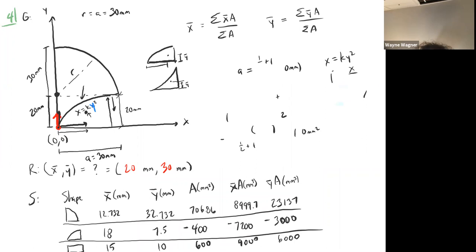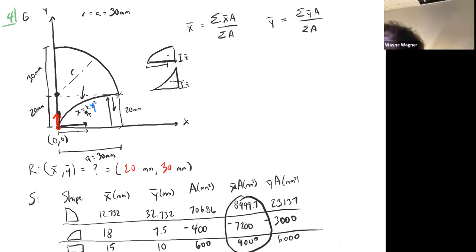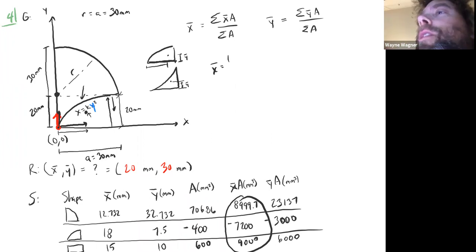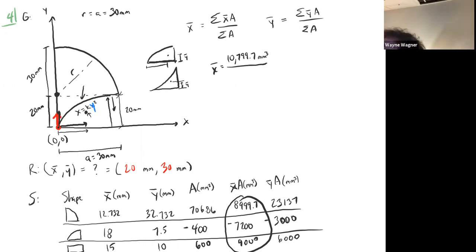Okay, so this was a bit of a doozy, but it was a really good one to do, because it brought up a lot of good points that we want to worry about. So X bar A, I'm gonna add all of these up. 8999.7 minus 7200 plus 9,000 equals 10,799.7. That's millimeters cubed divided by the area.